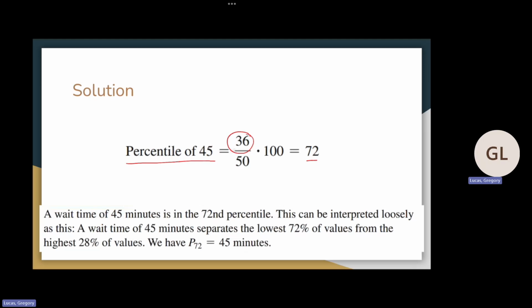So to summarize this, we'd say a wait time of 45 minutes is in the 72nd percentile. This can be interpreted loosely as this. A wait time of 45 minutes separates the lowest 72% of values from the highest 28% of values. So we have P of 72 is 45 minutes, which means 72% of the wait times ever reported are less than 45 minutes. 28% of the wait times reported were more than 45 minutes. So it'd be one of the longer wait times.